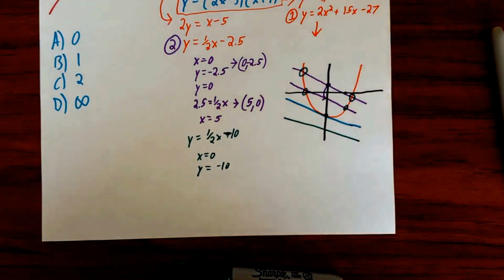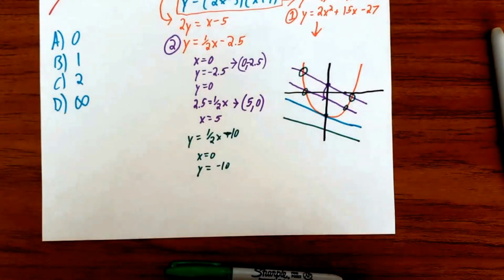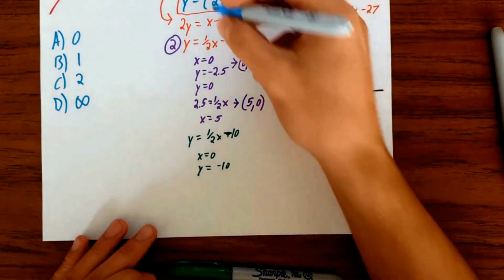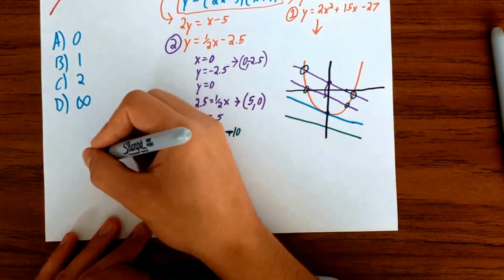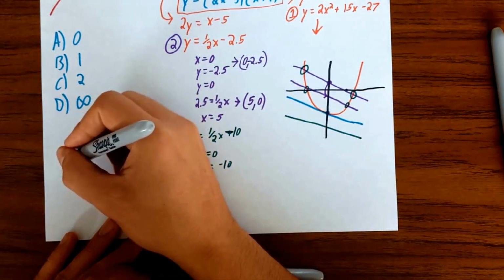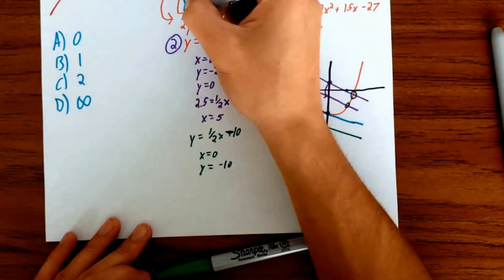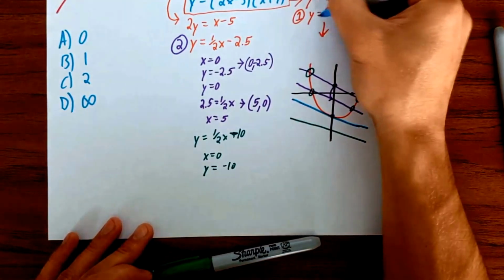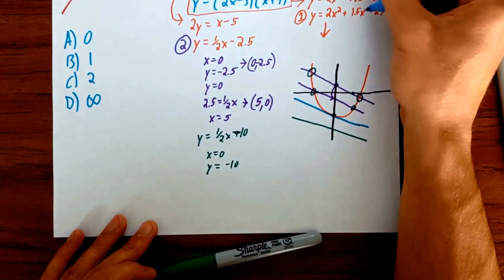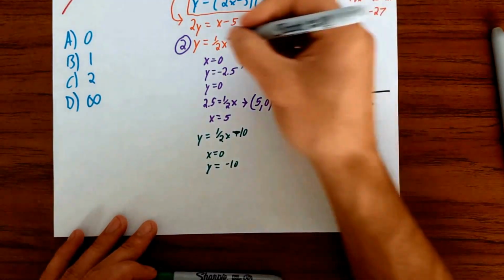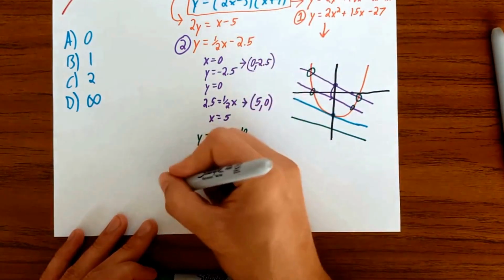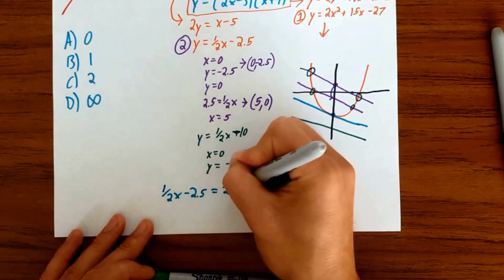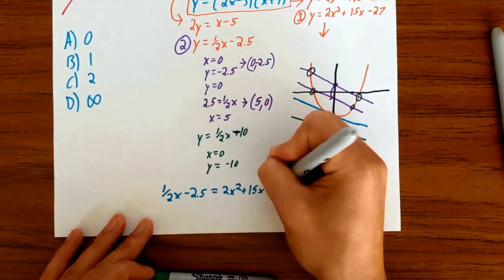So basically, what you're looking for is where these intersect, and they'll intersect when, so you have these two equations here, y equals 1/2 x minus 2.5, and y equals 2x squared plus 15x minus 27. So what you can do is just set them equal to each other, so 1/2 x minus 2.5 equals 2x squared plus 15x minus 27.